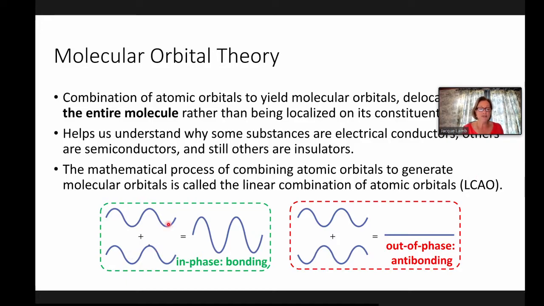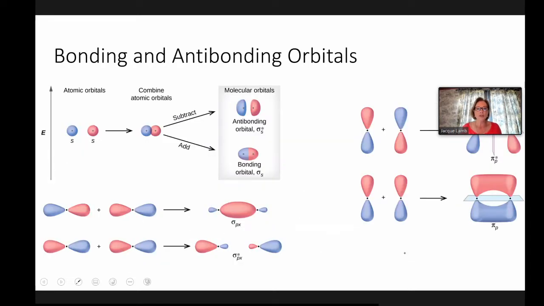If the waves are in phase, they will add together and form a larger wave. If they are out of phase, they end up canceling each other out. In other words, we're going to create two new orbitals. One is in phase, it's called a bonding orbital, and the other is out of phase, it's called an anti-bonding orbital. So let's see what that looks like when we start combining orbitals.